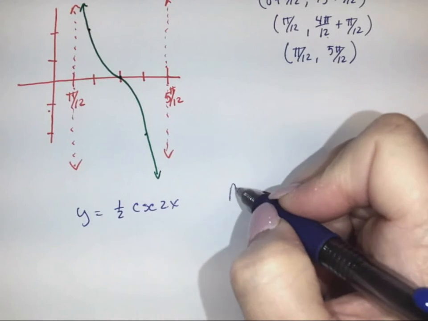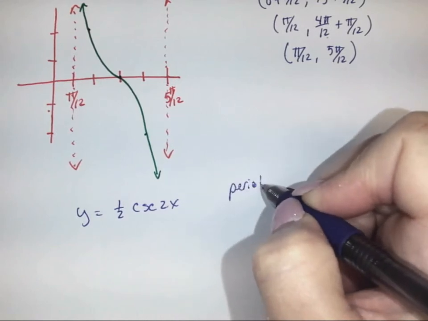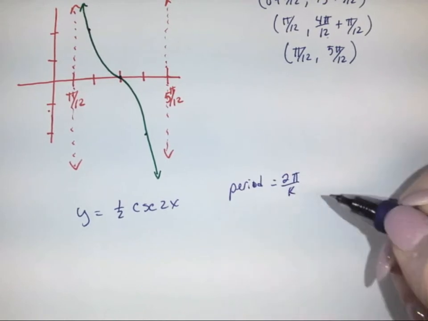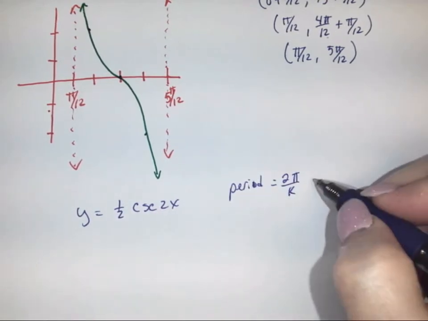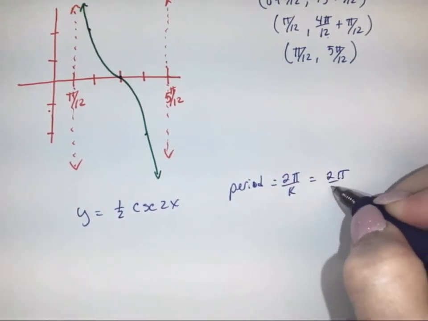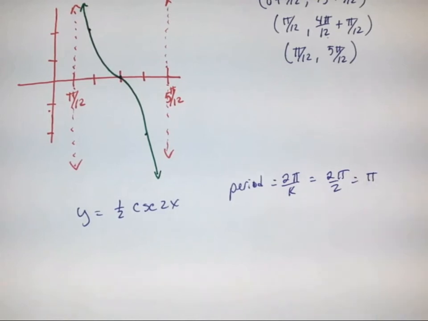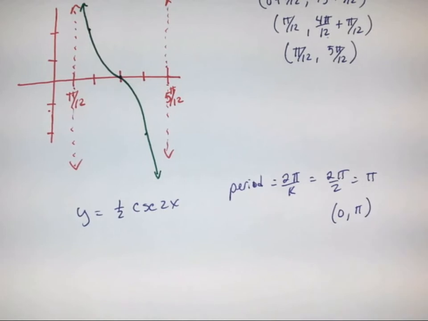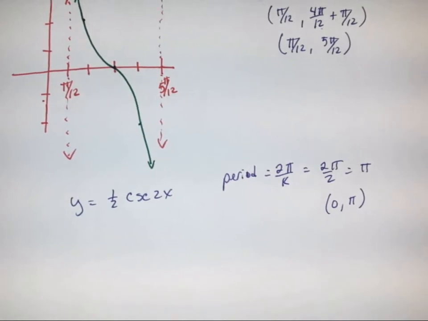So again, we've got to find the period. The period for cosecant is going to be 2 pi over k. Our k happens to be 2, so 2 pi over 2 will get us a period of pi. So it's going to go from 0 to pi. And we have to figure out where those asymptotes occur, because we do have two asymptotes.